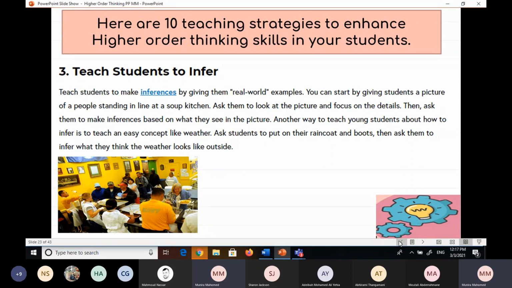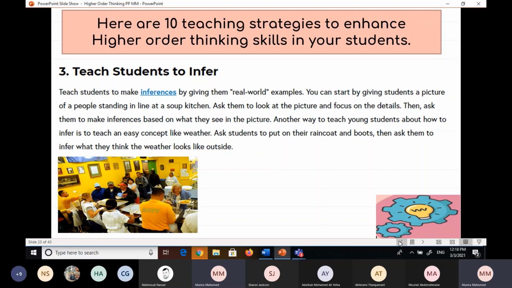Another way to teach younger students how to infer is to use easy concepts. I know in cycle 1 we use the weather. So we ask them about the weather. They can actually go outside, check the weather. They can think about this because they know there's different types of weather. So what are they doing in the different types of weather? What do they use? Ask them to put on a raincoat and boots and go outside when it's absolutely hot. And ask them what would they think about it? What does it look like? Just so that they can inquire a little bit more.